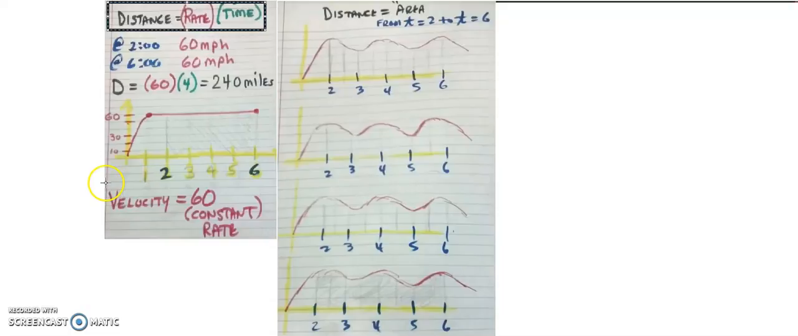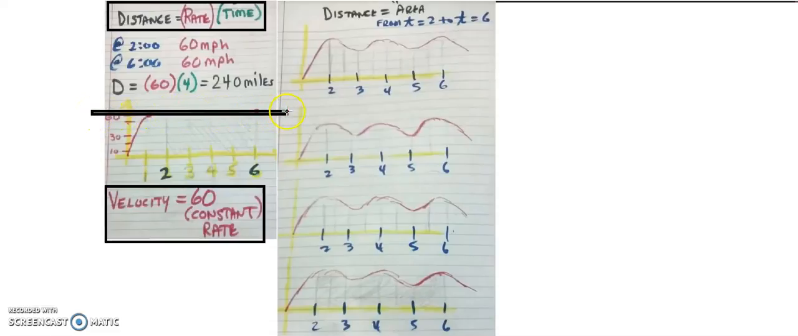So I'm going to call that a velocity. Velocity is just a speed with a direction. We're going to call that 60. And think about that. That's kind of like the line y equals 60 on a graph like this, okay? But we're looking from 2 to 6 as the time change. So if I found the area of this rectangle, that would equal the total distance traveled, 240 miles, 60 times 4.